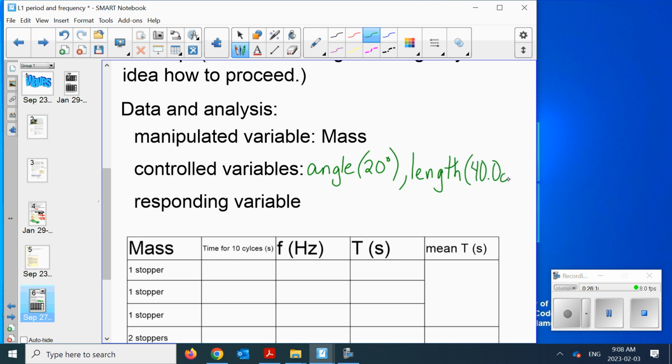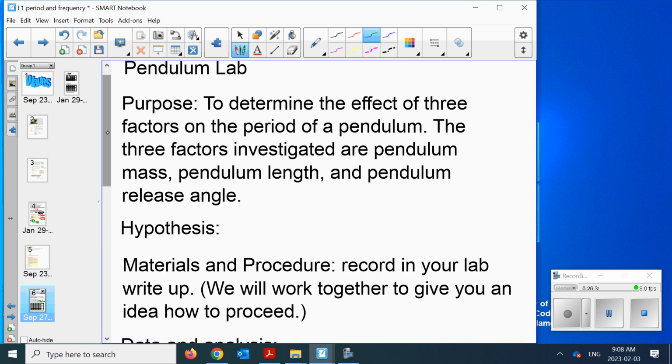I'm going to put 40.0 centimeters, because I want you to measure it 40 on the nose. That's what that means, not just 40. That could be 42, it could be 38, right? I'm saying 40. Responding variable. What are we going to measure a change in? What are we wondering? What are we measuring? Yeah, the period. And actually, the frequency. We determine the effect of that as period. So we're going to say period.